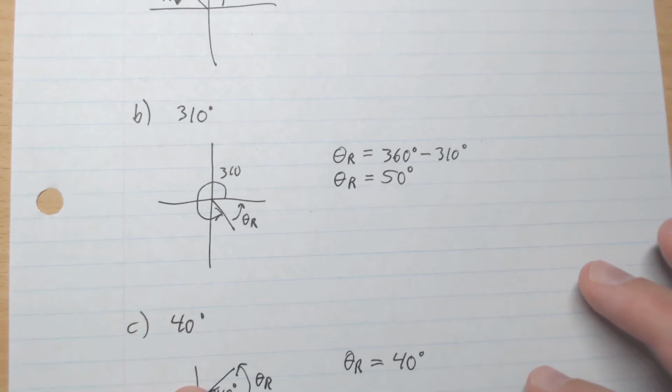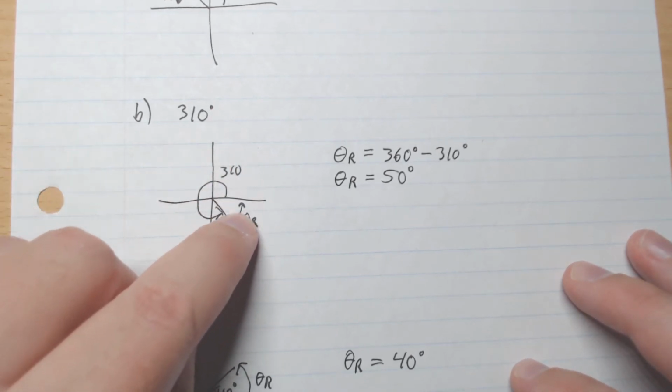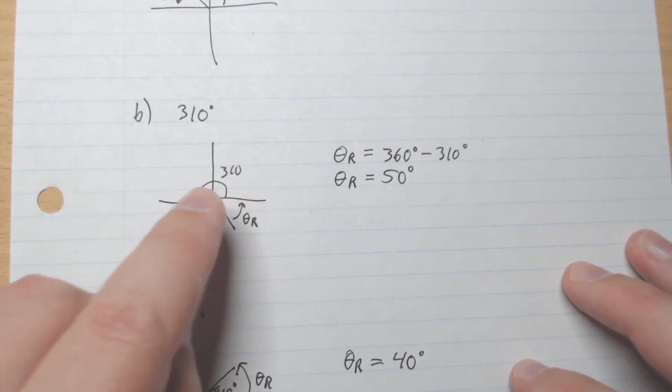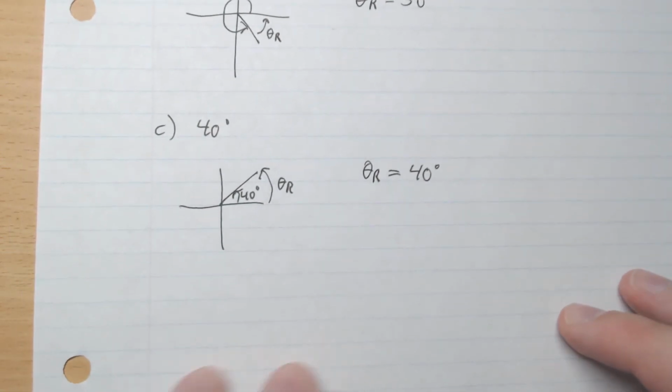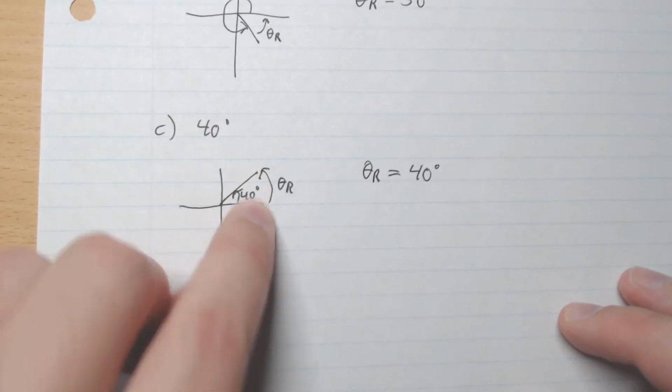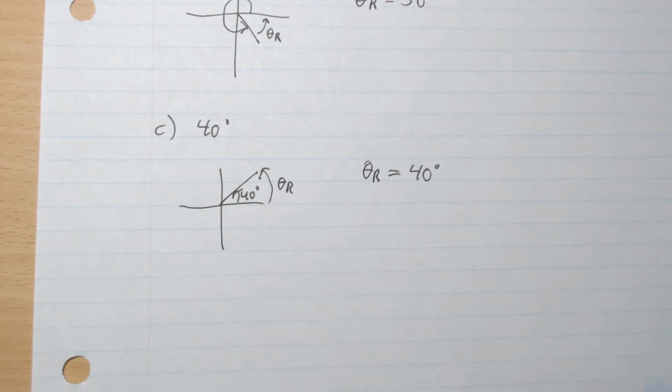Okay, B, 310. So here we have 310, and then this is our reference angle. So it's 360 minus 310 gives 50. C, 40 degrees, so this is our reference angle, and it is the same as 40, so reference angle 40 degrees.